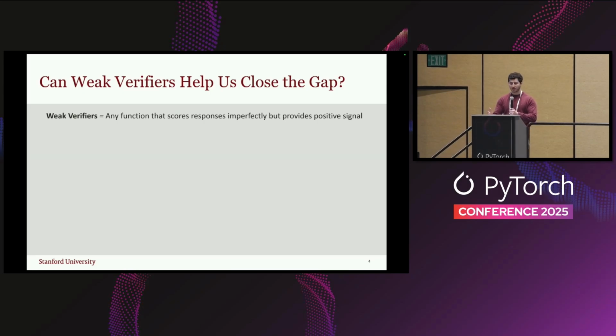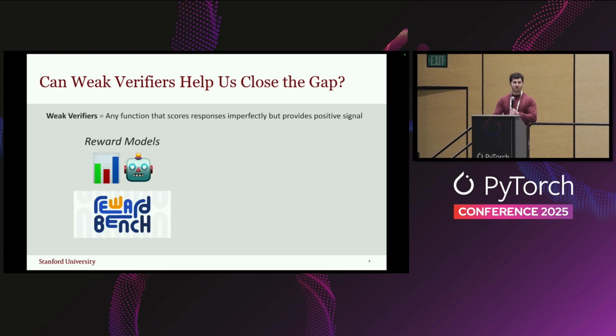Weak verifiers are just any function that can score responses imperfectly, but provide some source of positive signal. Two classic examples of this would be reward models. You can see all sorts of different reward models on Reward Bench, and now there's even Reward Bench v2. It's pretty meaningful to scale and improve these different models because they can be used for all sorts of things, whether it's annotating data for fine tuning or doing any sort of filtration for pre-training. These models have a generalist purpose that can be used for all sorts of things beyond just inference compute in our setting.